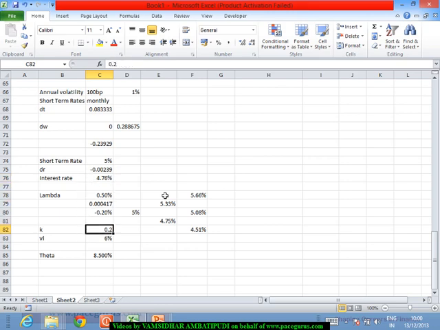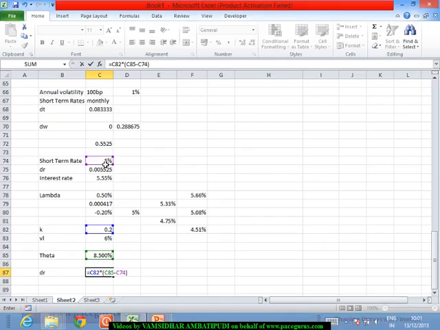So from this, if I have to compute the change in the interest rate using the Vasicek model for the next period, I can say K times (theta minus R), whatever is the current short term rate, into DT. DT is on a monthly basis, so I'll take it as divided by 12, plus sigma DW. So the drift is something like this.